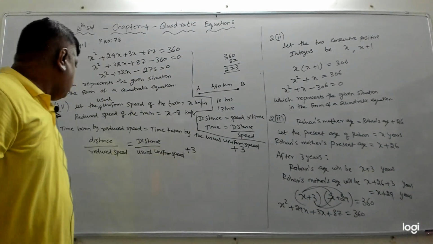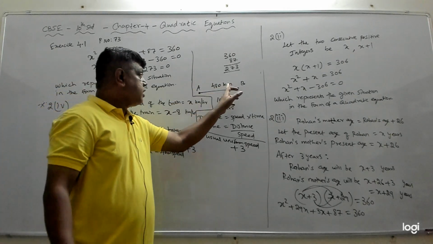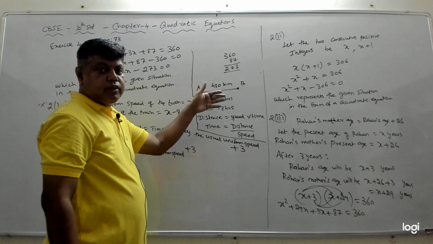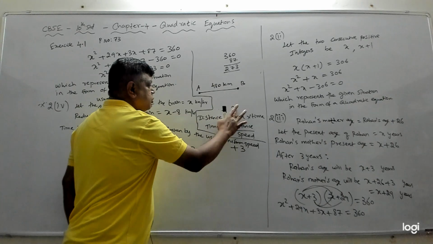Okay, so now what is the distance? The distance is 480 kilometers, which is given in the book. These two values, 10 hours and 13 hours, are not given. I just wrote them for you to understand that if it takes 10 hours, then with the reduced speed it will take 13 hours.